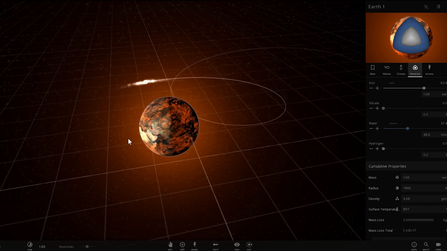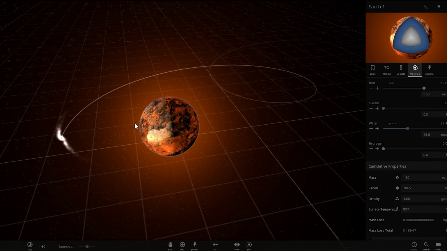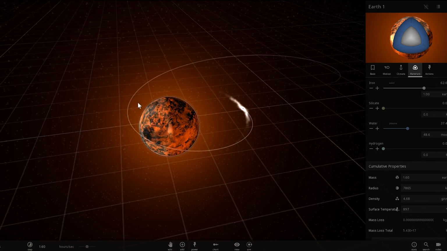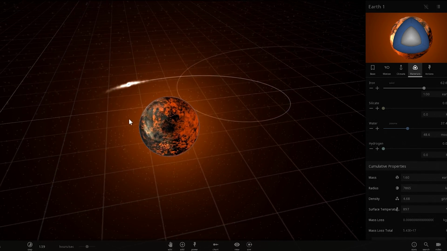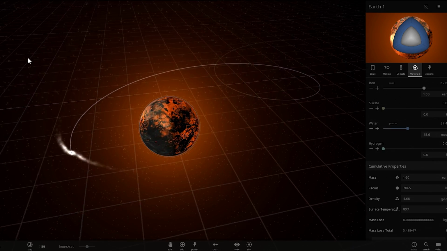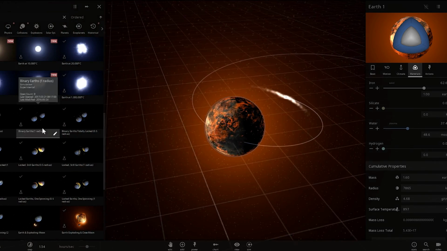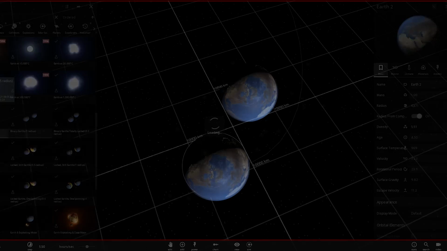So maybe this is how this ring was actually created as well, from two binary bodies orbiting around one another and one eventually absorbing the other. Okay, let's try this again, but this time we're going to change a few parameters.